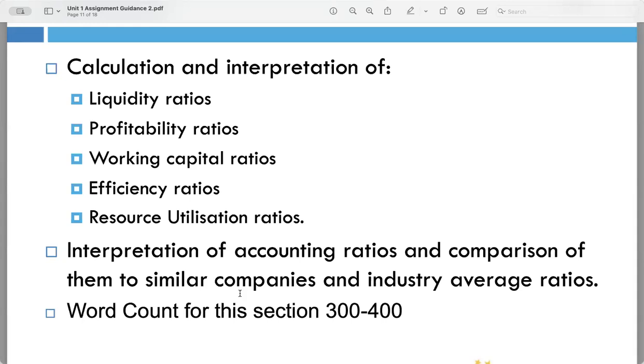Efficiency ratios indicate how well the company uses its assets and liabilities. Resource utilization ratios measure how effectively the company uses its resources. This task also requires interpreting these ratios and comparing them to similar companies and industry averages. So, the word count for this task is around 300 to 400 words.